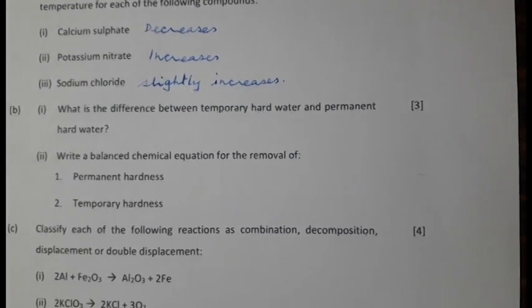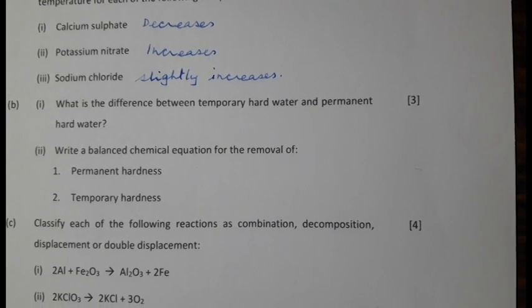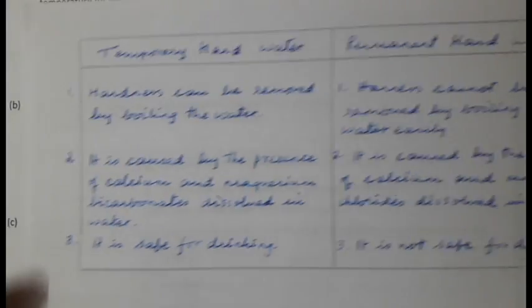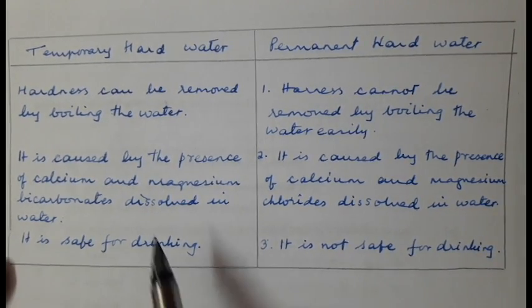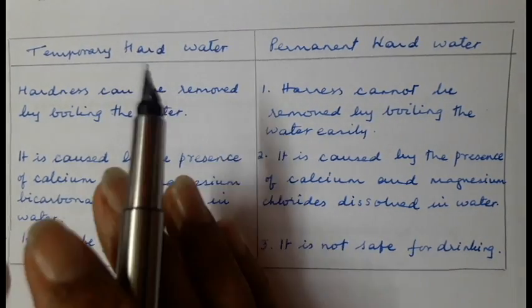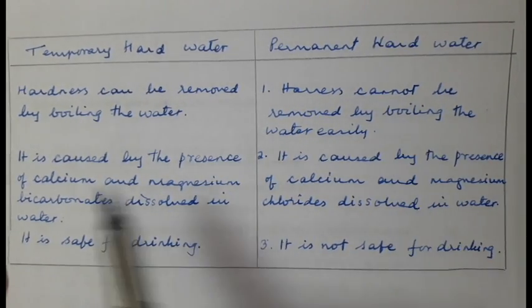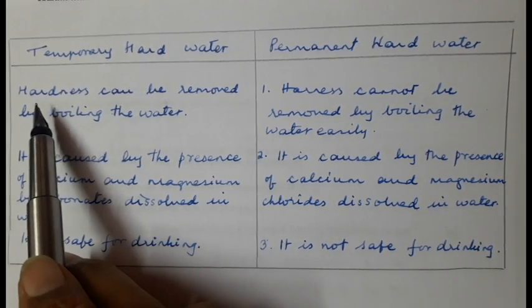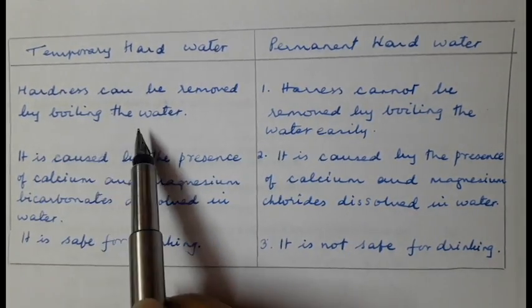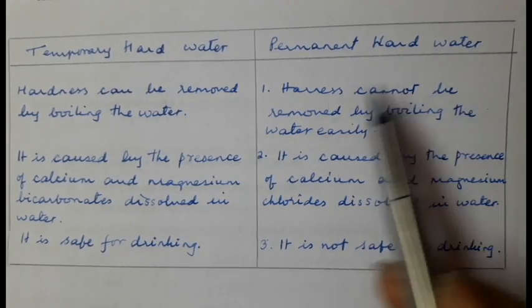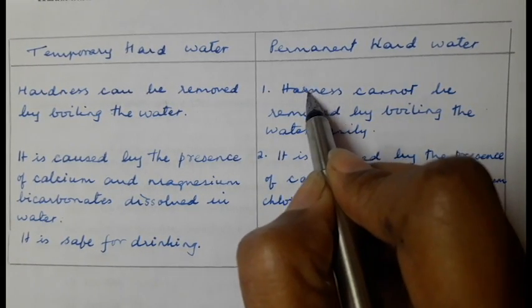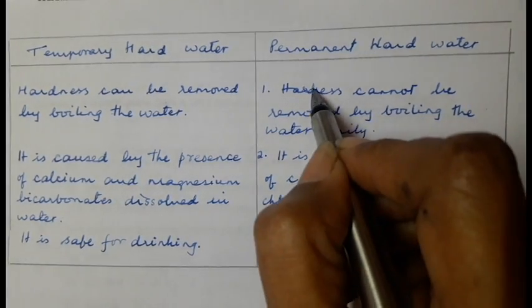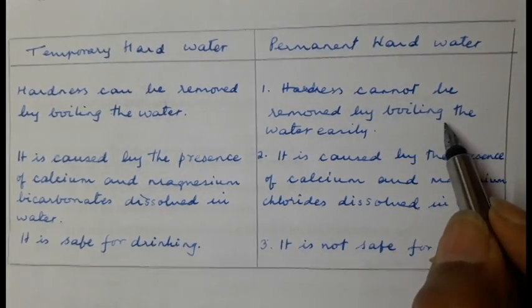We come to B. What is the difference between temporary hard water and permanent hard water? Now here I have the ready differences. Anytime they ask you differentiate, you should make columns like this. So when you make columns, you will have temporary hard water. The first quantity write first, second quantity write in the second column. The first point, temporary hardness can be removed by boiling the water. Permanent hard water, the hardness cannot be removed by boiling the water easily.